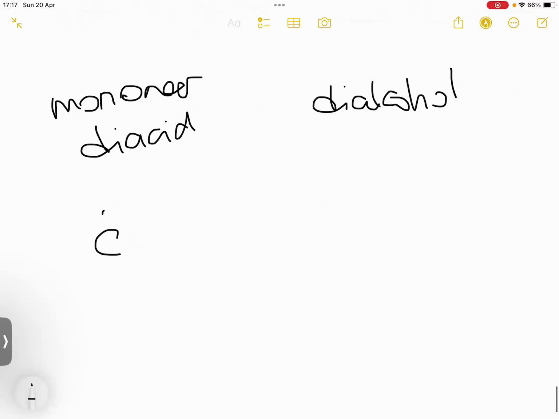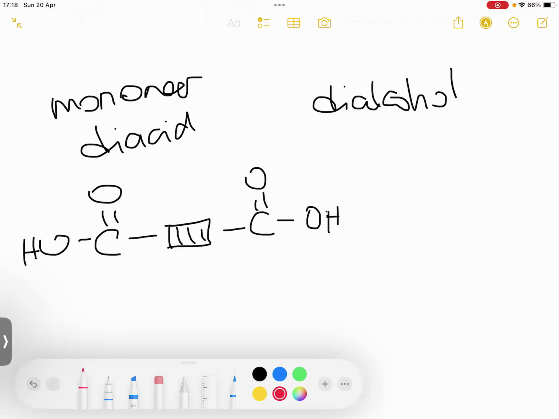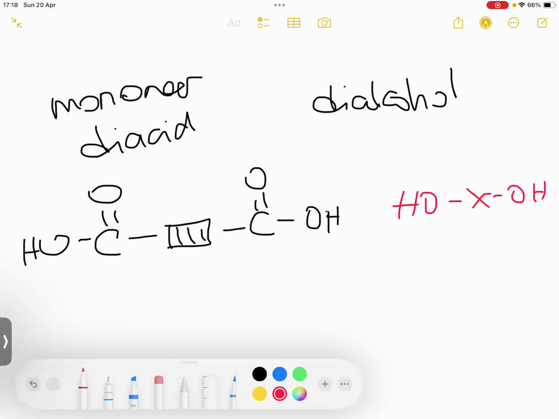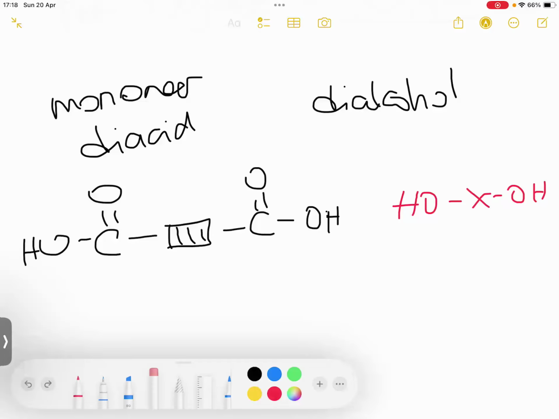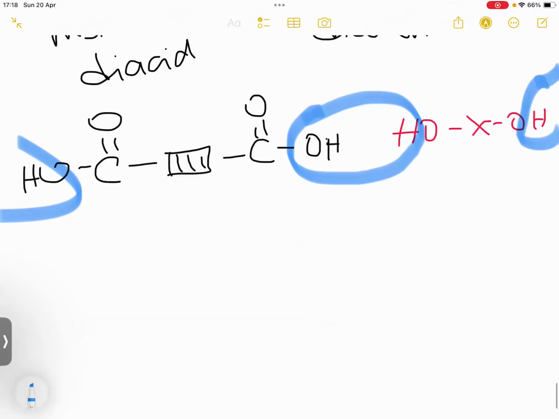Say diacid, C double bond O, OH, something in the middle, I don't care what it is. Then your dialcohol. So we're removing water. We're going to take the OH from the acid and the H from the alcohol. So I'm going to circle this. If another monomer was over here, I'd also take the OH from here and the H from here to form another water. So this is how the partial polymer looks.